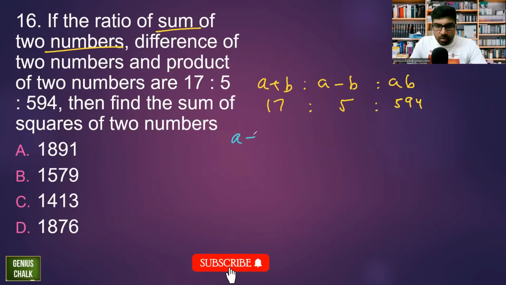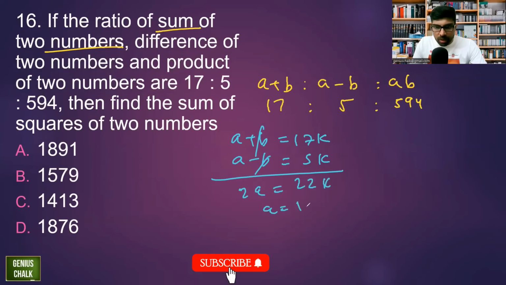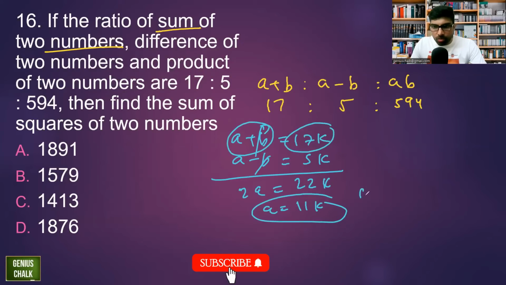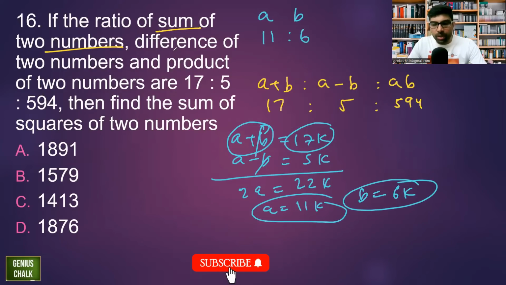Basically we can write A plus B equal to 17k and A minus B equal to 5k. If I solve for A, B cancels, twice of A will be 22k, so A will be 11k. Now if A is 11k and the total is 17k, then B has to be 6k, right? Ratio wise, I can write A and B as 11:6. I hope it's clear, right? So this is the ratio.